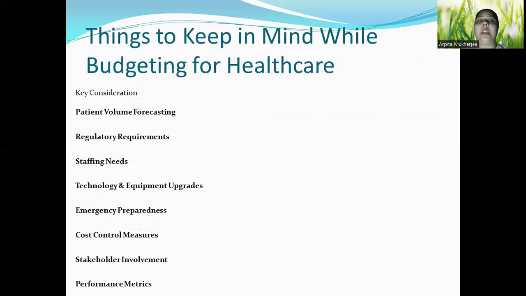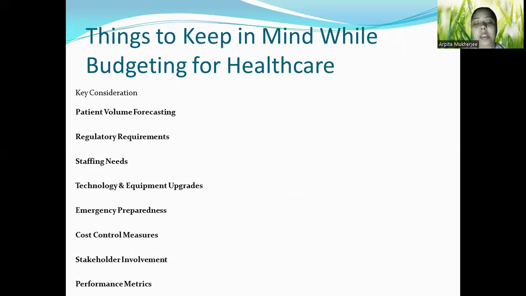Next, things to keep in mind while budgeting for healthcare. The different considerable points are patient volume forecasting. It helps in estimating revenue and demand for resources. The regulatory requirements. The budget must comply with the health sector rules and funding criteria. The staffing needs. The salaries are often the largest expenses, so plan based on patient load. Technology and equipment upgrades. Budgets for new systems, for example, electronic health record, diagnostic tools, etc.